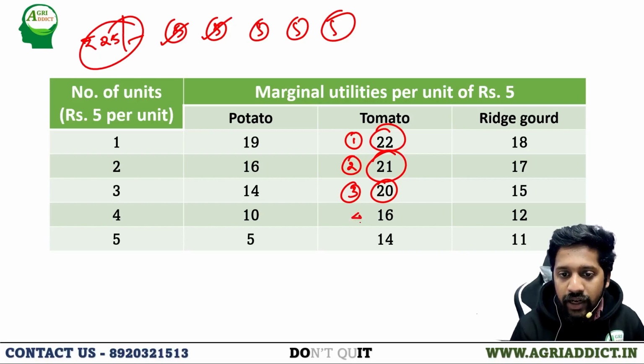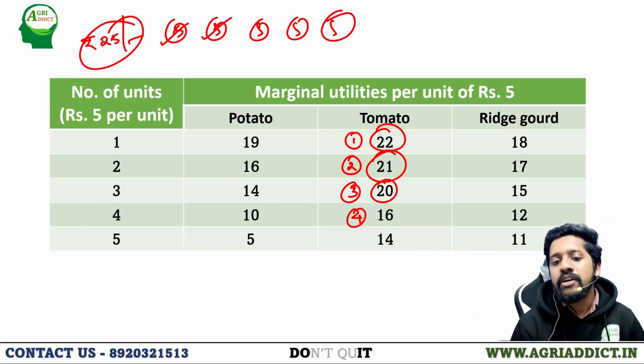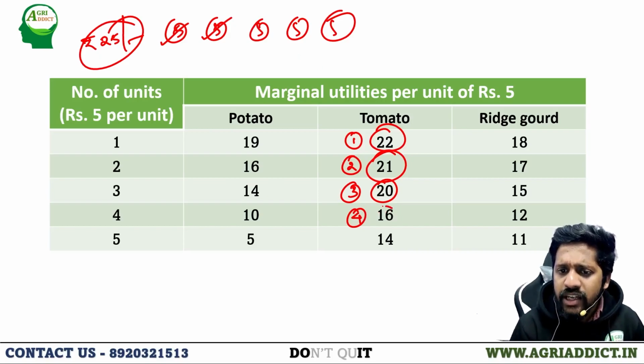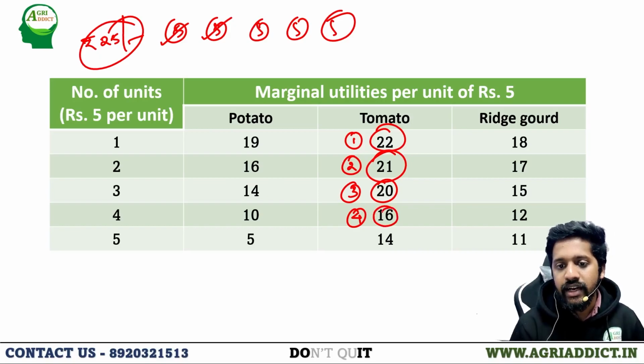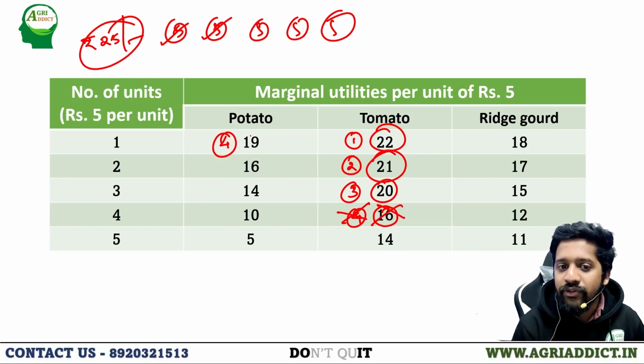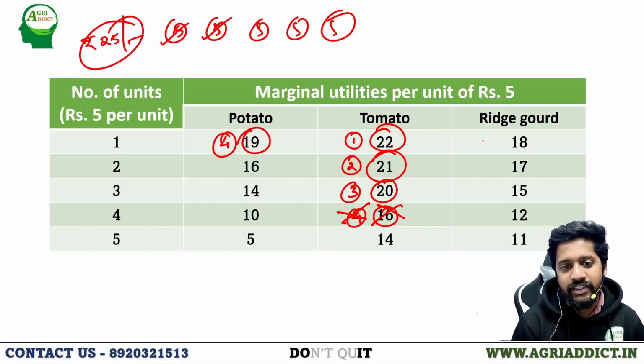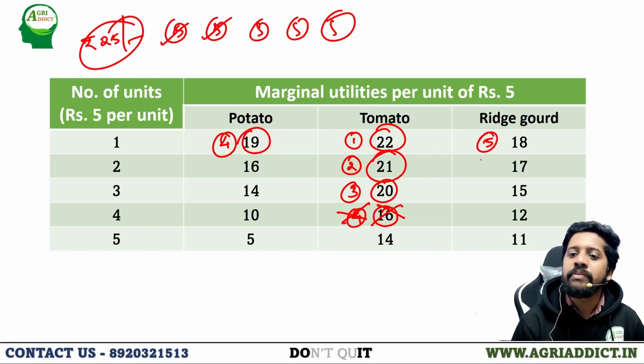But what if I give the fourth unit of my 5 rupee note for tomato? I am just deriving 16 utils of satisfaction. At the same time, I have the possibilities of potato and ridge gourd. So the fourth unit I will not consider for tomato. Compared to 21 and 20, the next best alternative is potato, and the fourth unit of my 5 rupee note will be given for potato. And the next? Ridge gourd, right? So the fifth unit will be given for ridge gourd.